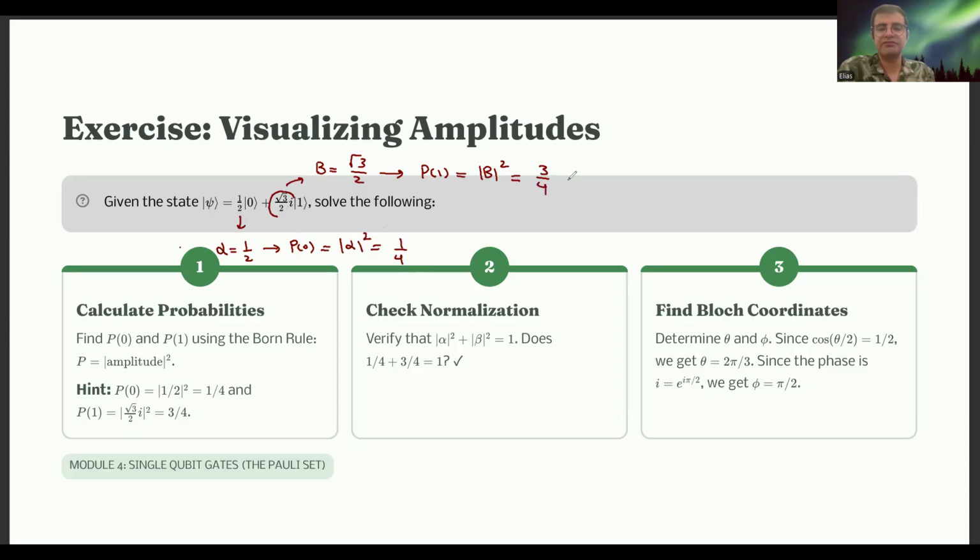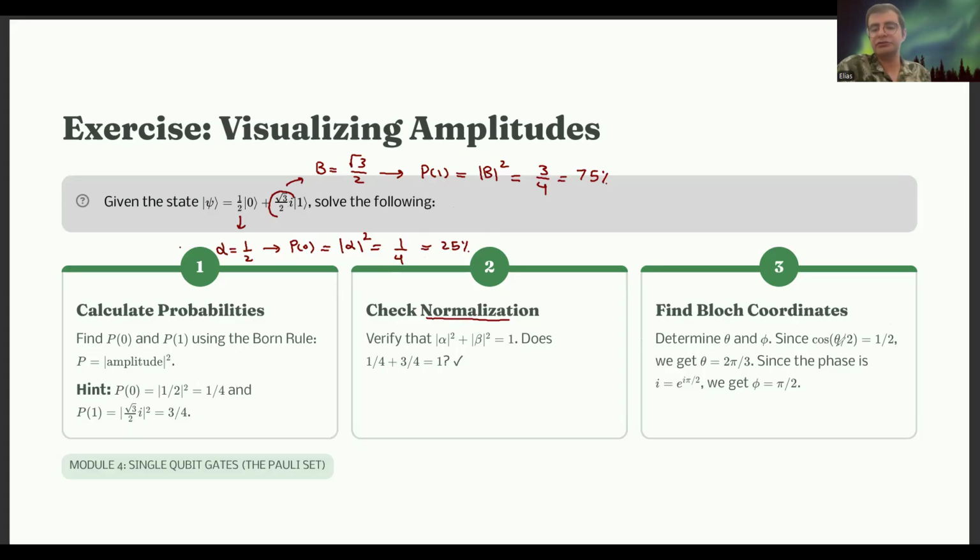So 75%, this is 75%. There is a 75% chance that if you do the measurement right now, we'll get 1, and a 25% chance that if we do the measurement, we'll get 0. So that shows the probability. And you also want to check the normalization. If you remember, I said alpha squared plus beta squared should be 1. And that's true because 1 over 4 plus 3 over 4 is 1.